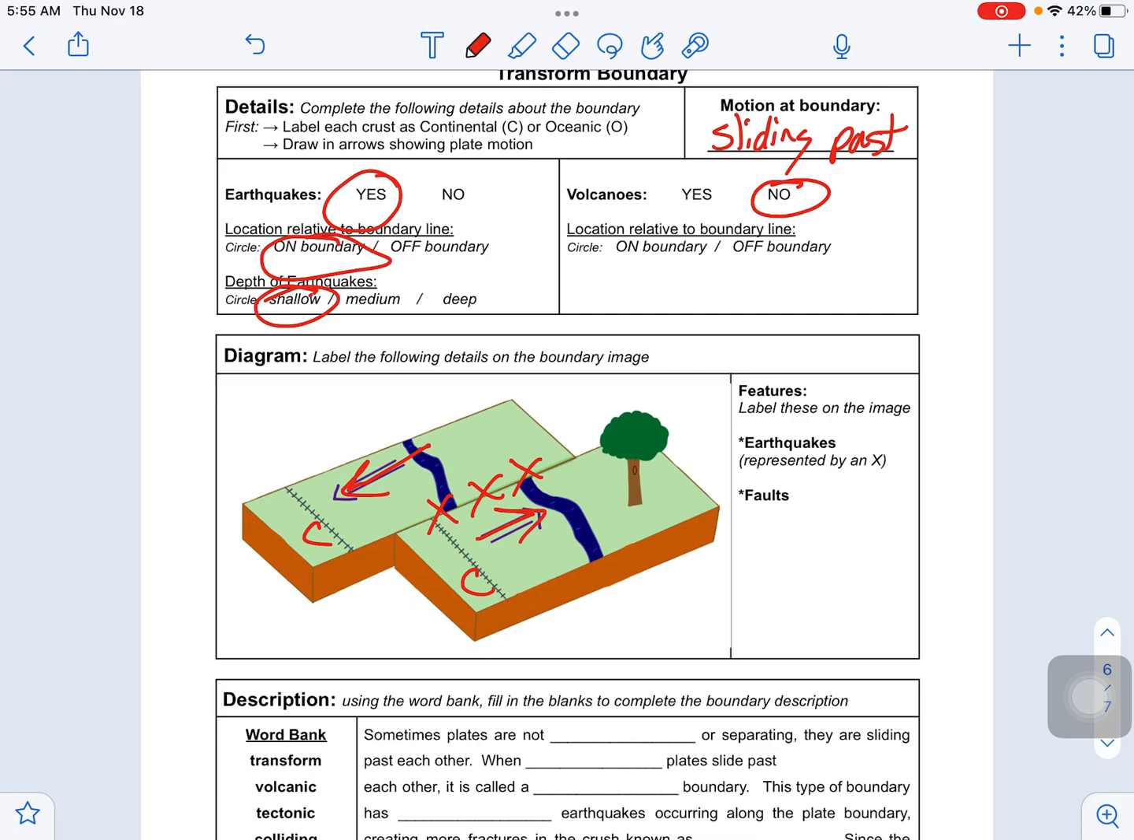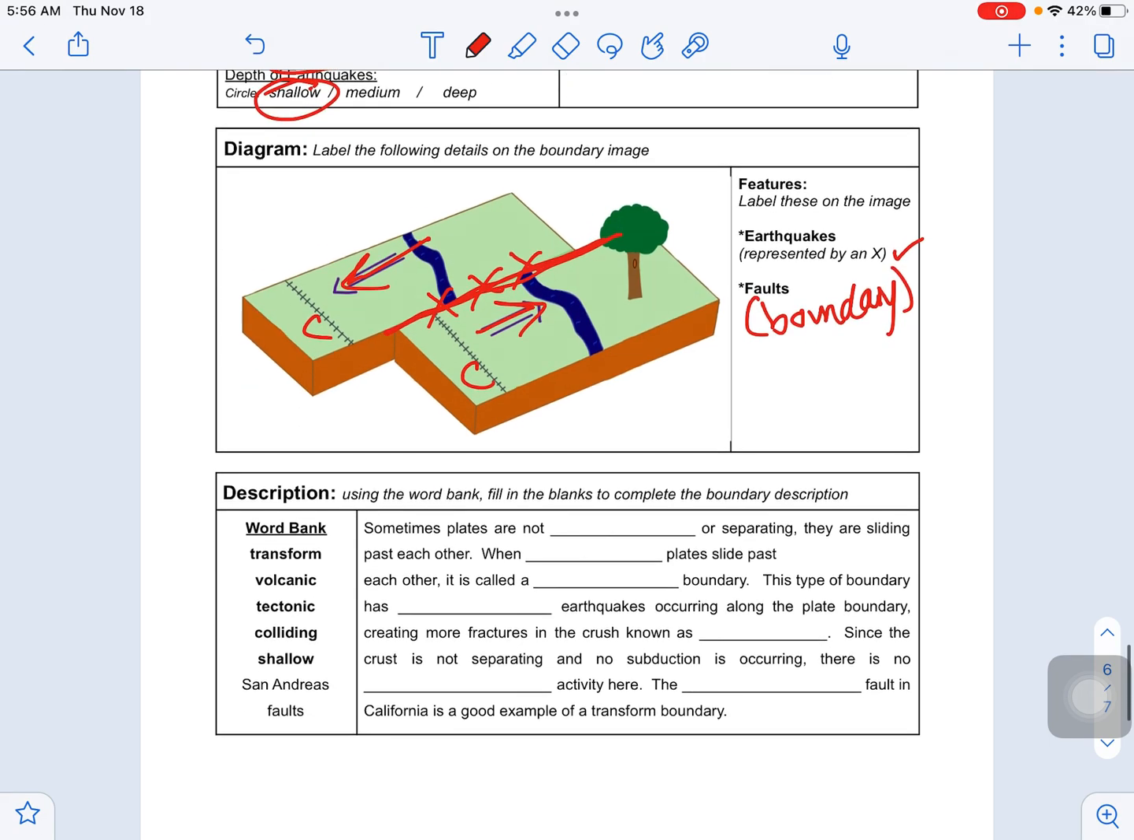Okay. Let's see, features, we got earthquakes, and a fault is just this area right along the crack. It's a crack in the crust. It's just that boundary. It's kind of the same thing as the boundary. Okay, so go ahead and you can complete this part.